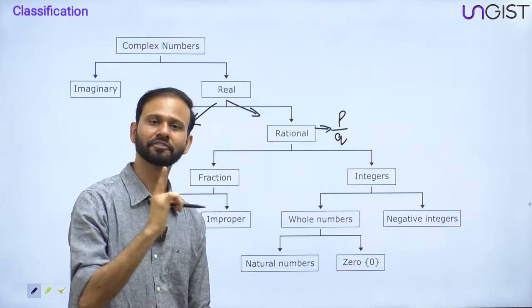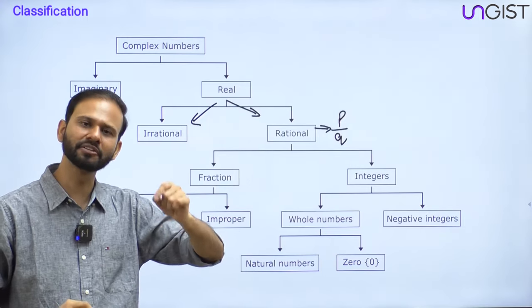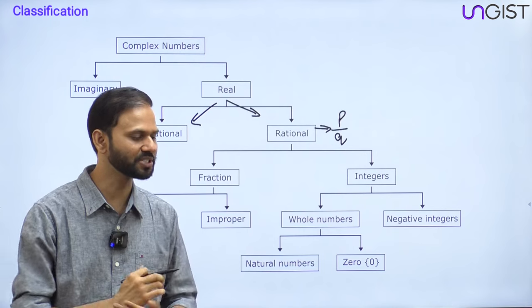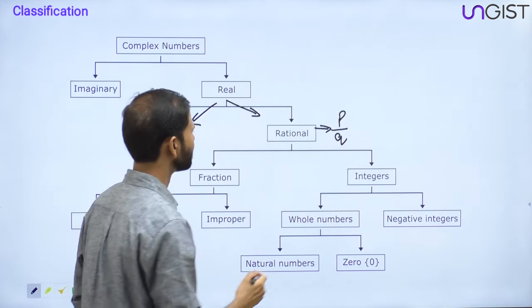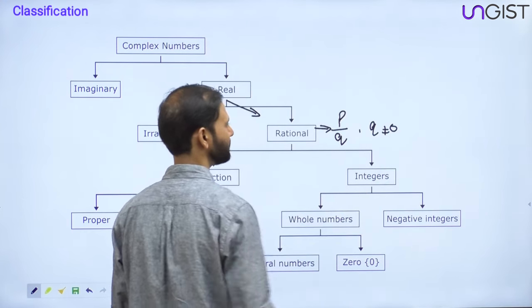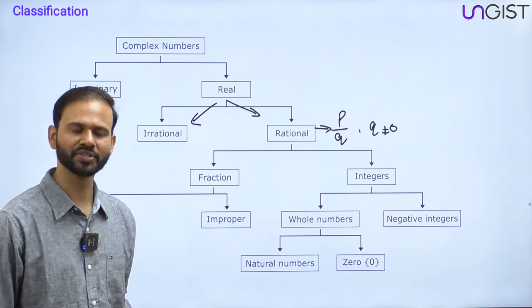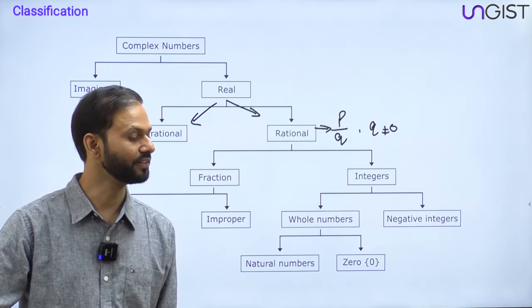Everyone, please mind it carefully. You may please write: rational numbers are the numbers which can be represented in the form of p by q, where q is not equal to 0. Right?